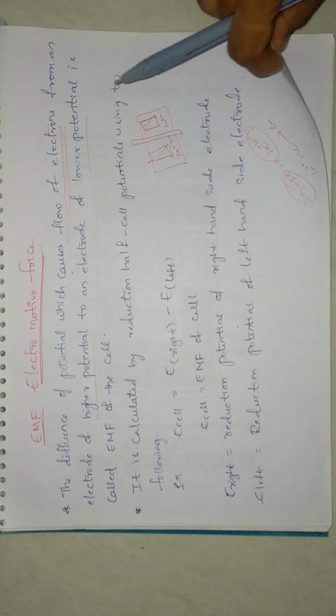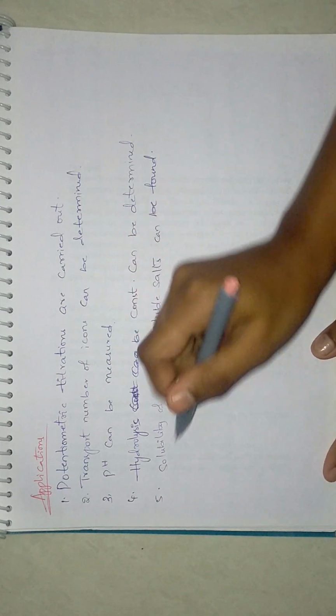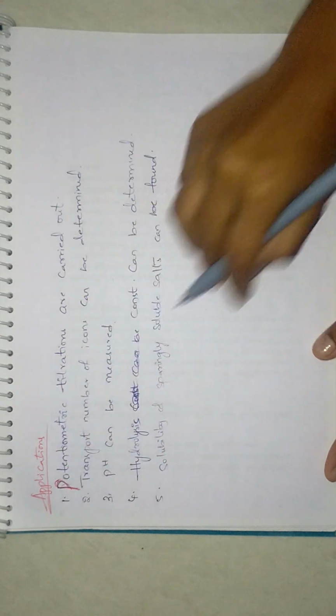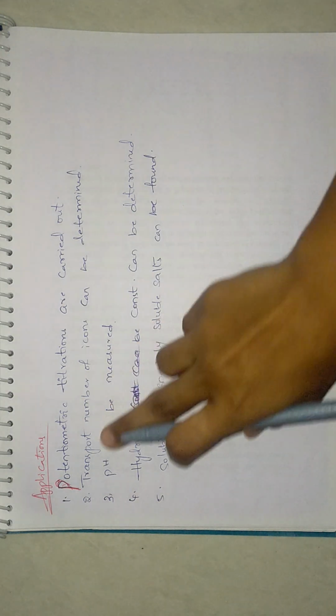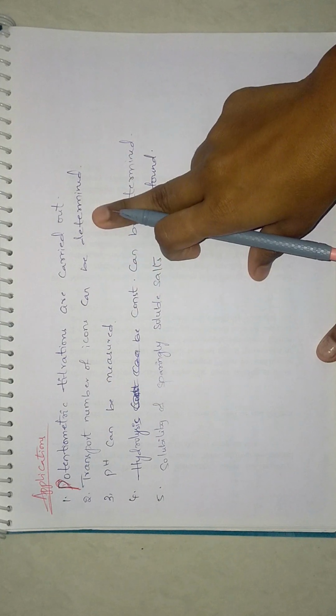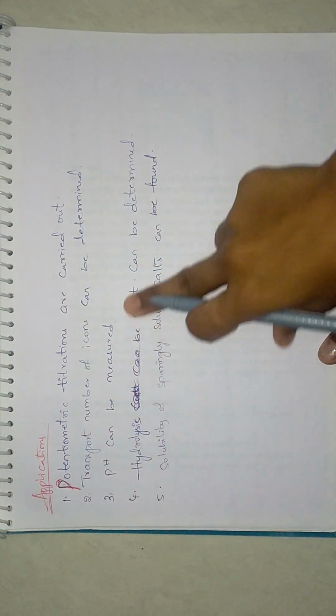Now let's see some applications. Potentiometric titrations: in chemistry we have titrations, and in this also what happens is the movement of electrons only. Because of those charges only, we will get different substances as a result. So in these titrations we will use this technique. Also, the transport number of ions can be determined, and pH also can be measured.